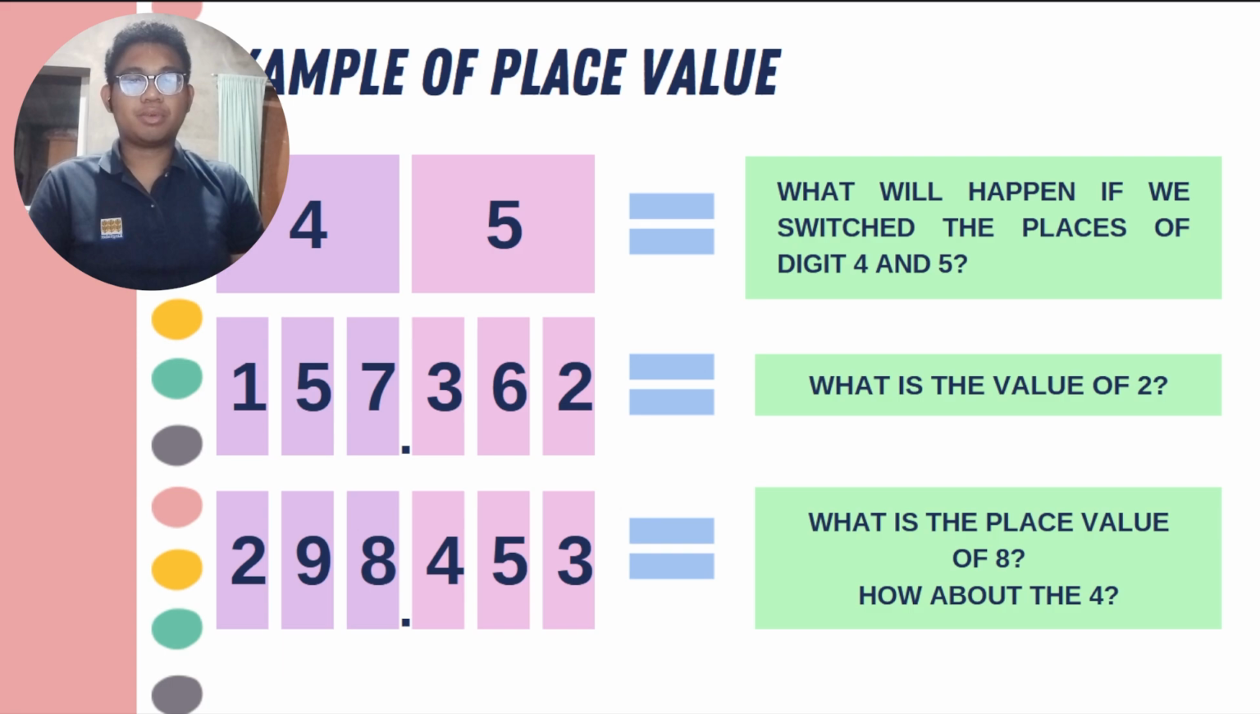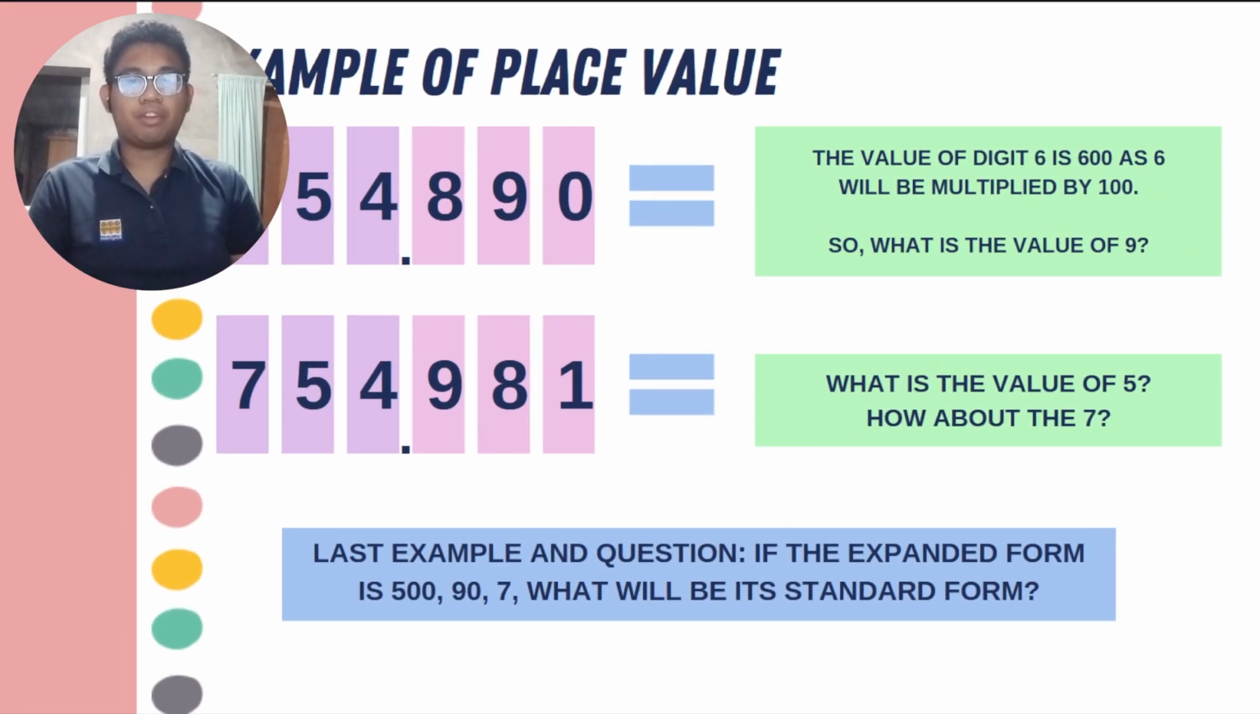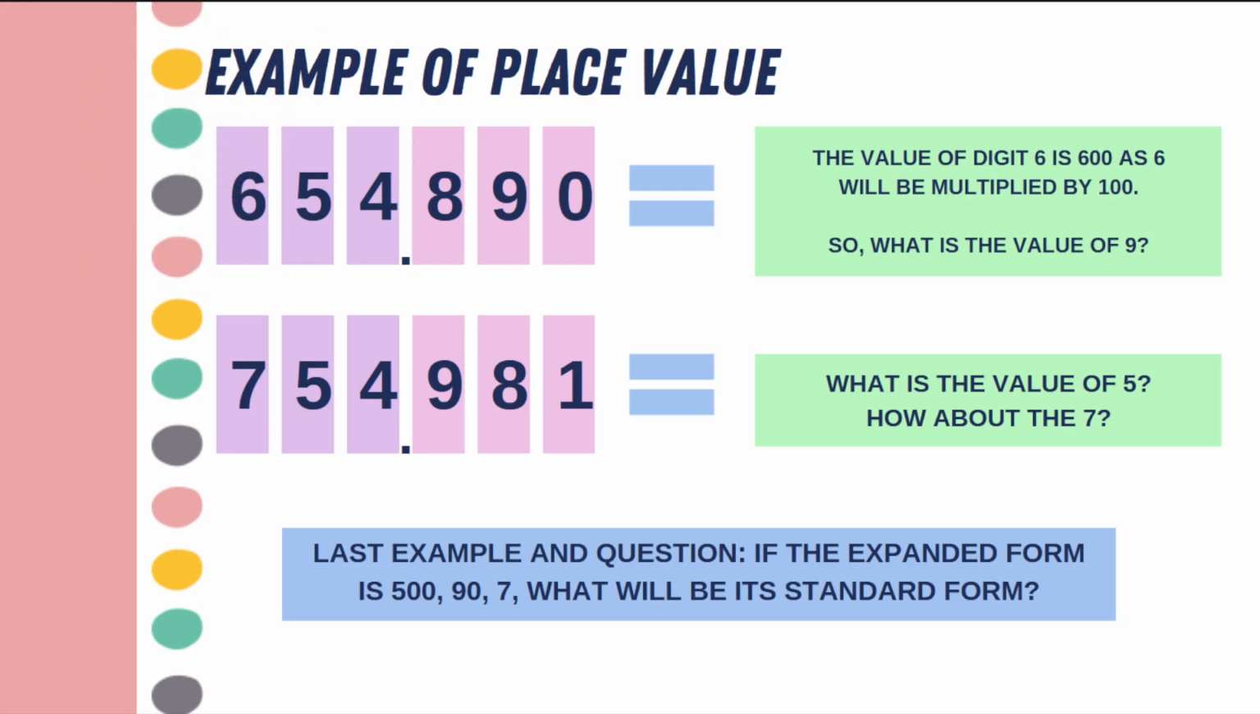Another example is 107.362. What is the place value of 2? The place value of 2 in this given problem will be thousandths. Lastly, 298.453. What is the place value of 8? The place value of 8 in this equation is ones. And the place value of the 4 will become tenths.